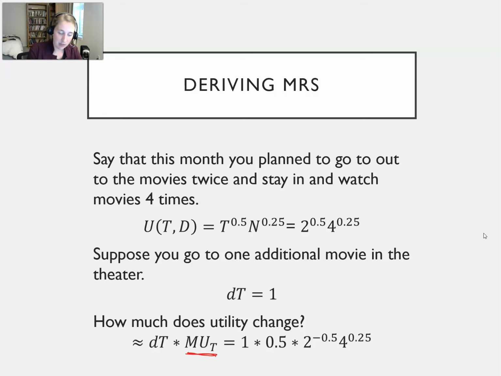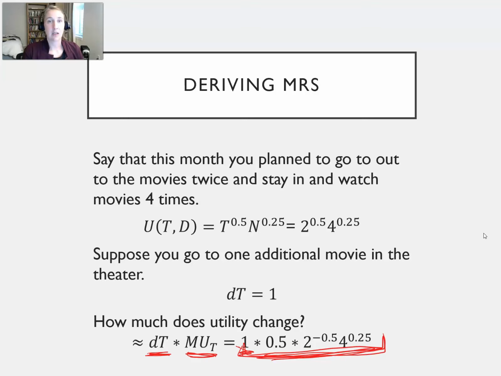And so if you multiply that marginal utility by the size change that you're thinking about doing, that will tell you how much your utility increases, right? And so if I pop that 1 in here, that's the proposed change in the amount of movies that you would watch, and this is the marginal utility of where you're starting at, 2 movies in the theater and 4 movies at home, and that is the change in your utility because of the change of movies in the movie theater.